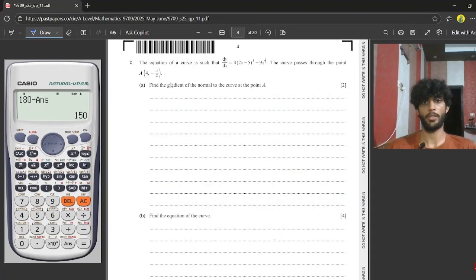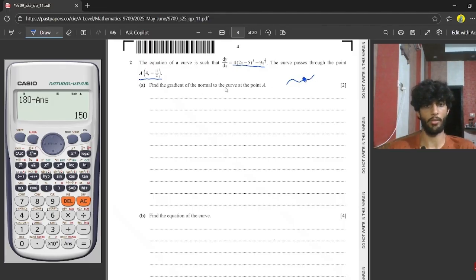Moving on to question 2, it says that the equation of a curve is such that its derivative is equal to this, and it also tells us that the curve passes through a point, this. And what we need to do is find the gradient of the normal to the curve at point A. So imagine if we somehow have a weird looking curve like this. There's some point right there. We know what the coordinates are.